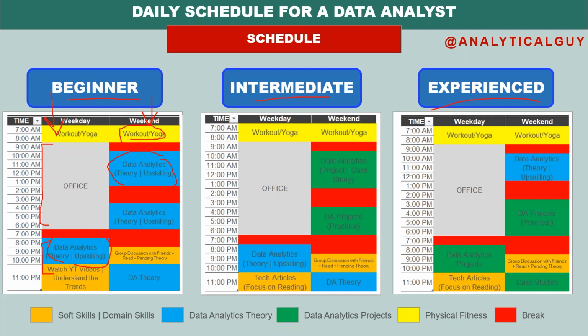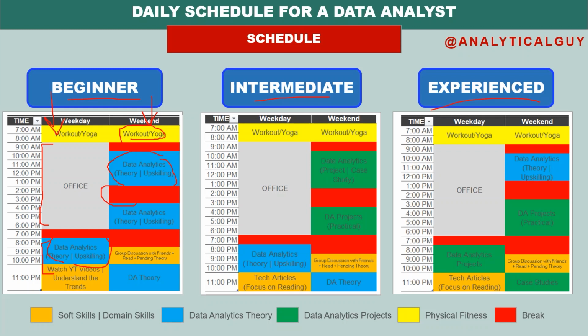And my suggestion would be, stick to one tool at a time. You should not study Power BI, SQL, Python, everything in one go. If you're a beginner, start with one thing, stick to one particular tool or concept, learn it till the end and then go to the next thing, right? Then again there is a buffer for your lunch and all other things.